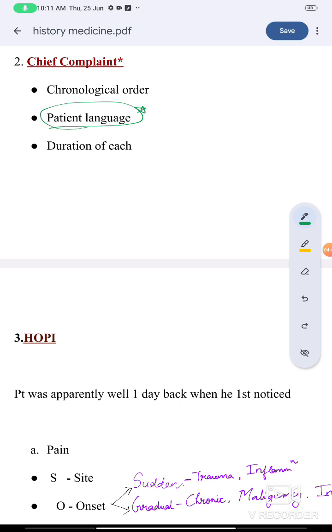Next comes the chronological order. Whatever the order the patient says he developed the symptoms in, you have to write it in that order. For example, if the patient had fever first followed by pain, then the chief complaint would be the patient complains of fever and pain from dash days, like for example 1 week or so. Next is the duration of each complaint.